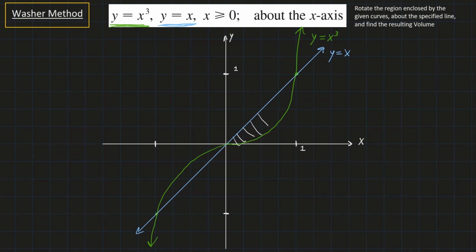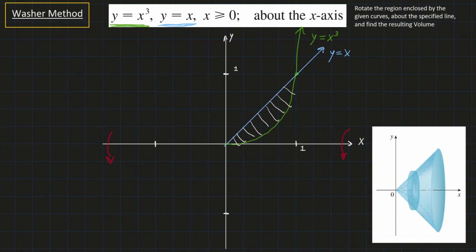So this is going to be the region that they want, not this stuff over here, because that is in the negative x region. And I want to rotate this area around the x-axis. Alright, so how would that look? This weird hollow cone. So here's our x cubed. Here's our y is equal to x.